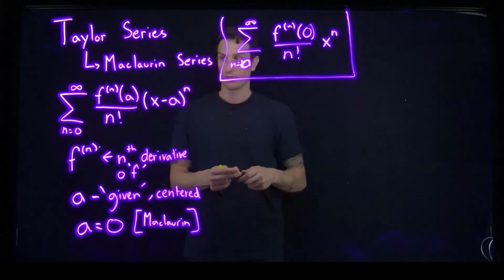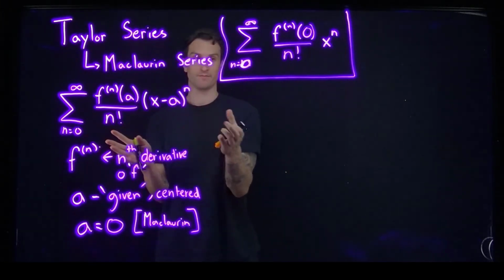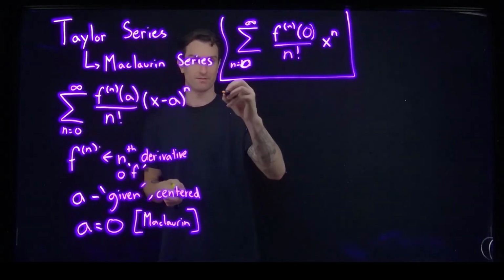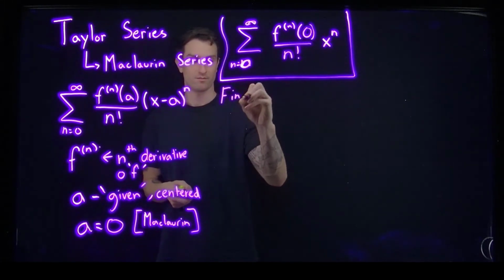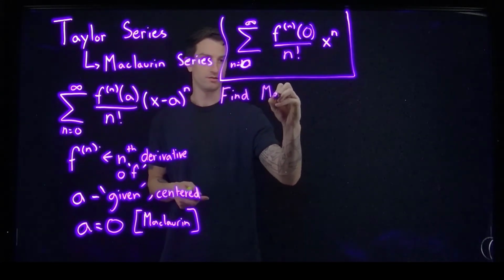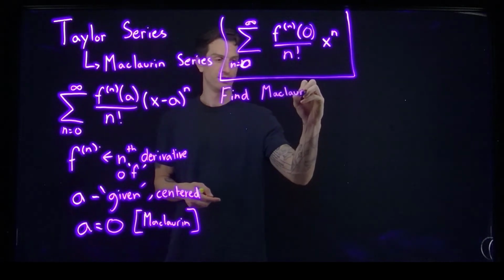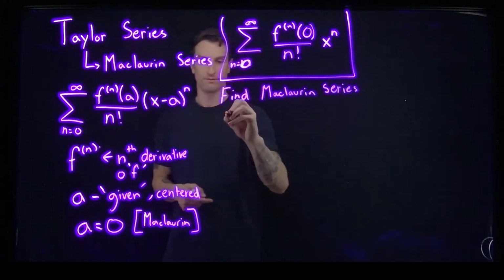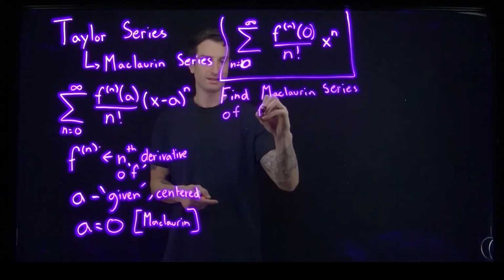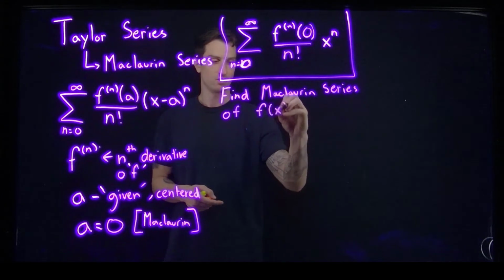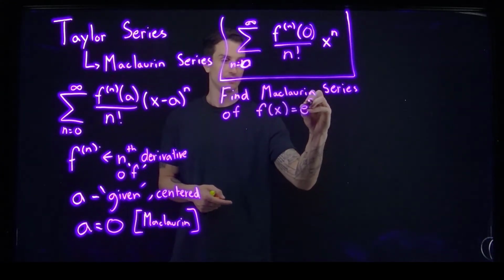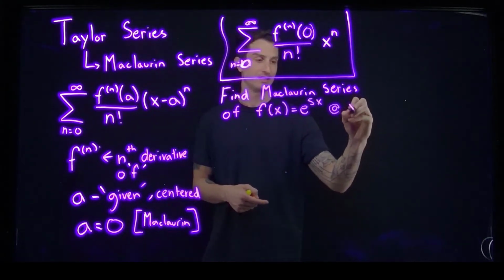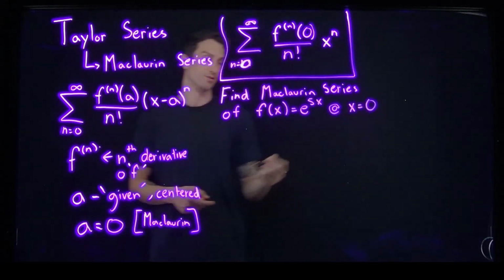So let's go ahead. We're going to do a Maclaurin series, but again, they're identical. So let's find the Maclaurin series of f of x equals e to the 5x at x equals 0. This is our center.